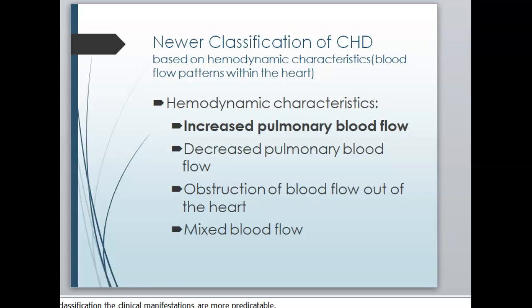An example of a CHD, or congenital heart disease, with increased pulmonary blood flow will include atrial septal defect, ventricular septal defect, atrioventricular septal defect, patent ductus arteriosus, and tricuspid atresia. An example with decreased pulmonary blood flow would be tetralogy of Fallot. An example with obstructed blood flow would be coarctation of the aorta, or aortic or pulmonic stenosis. An example of mixed would include something like transposition of the great vessels or hypoplastic left heart syndrome. So those are some examples.